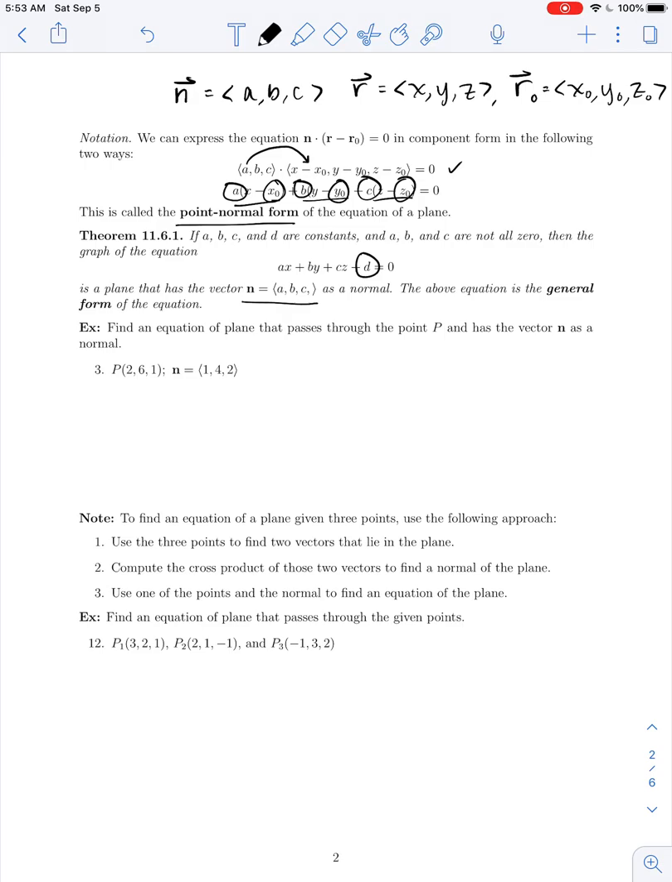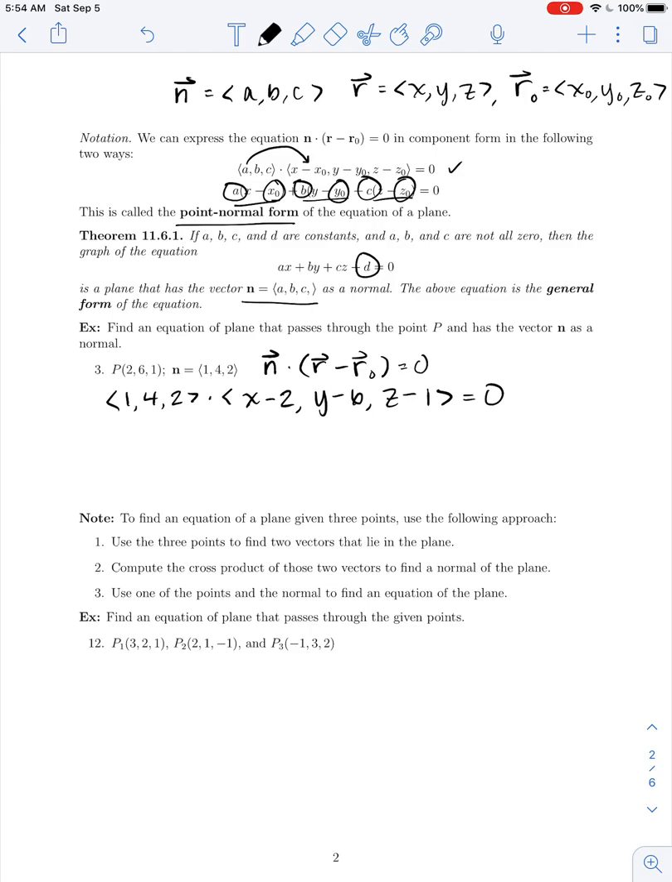So let's move into our first example here. Problem 3 from the text says, find an equation of the plane that passes through the point and has the vector n as its normal. So they're giving us the two pieces of information we need here directly in order to compute this equation. We want to use the fact that n dotted with r minus r naught equals 0. So plugging in what we know, we have n is 1, 4, 2. And then we want to dot it with, remember, r is a generic vector, so it's just x, y, z. And then in each component, we want to subtract off the components of the point. So x minus 2, y minus 6, z minus 1, and this equals 0.